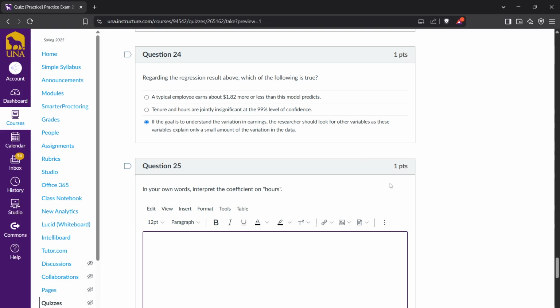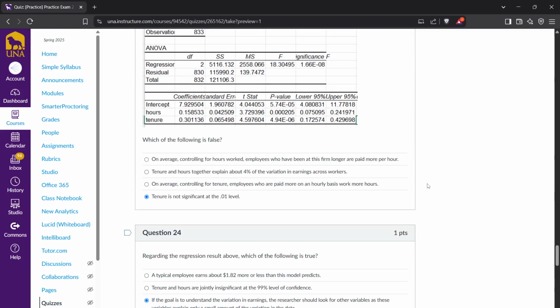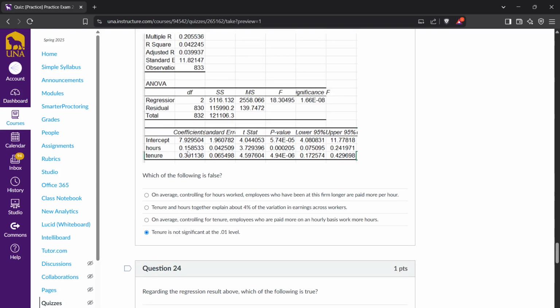In your own words, interpret the coefficient on hours. Well, we sort of already did. For each additional hour worked, this model predicts an extra 15.8 cents per hour.